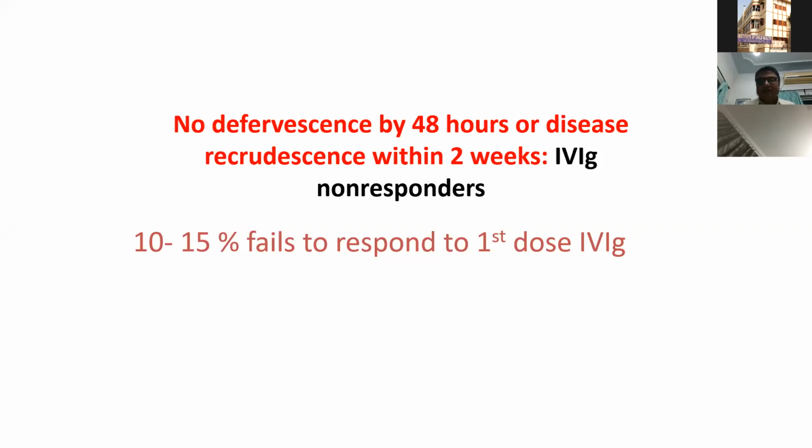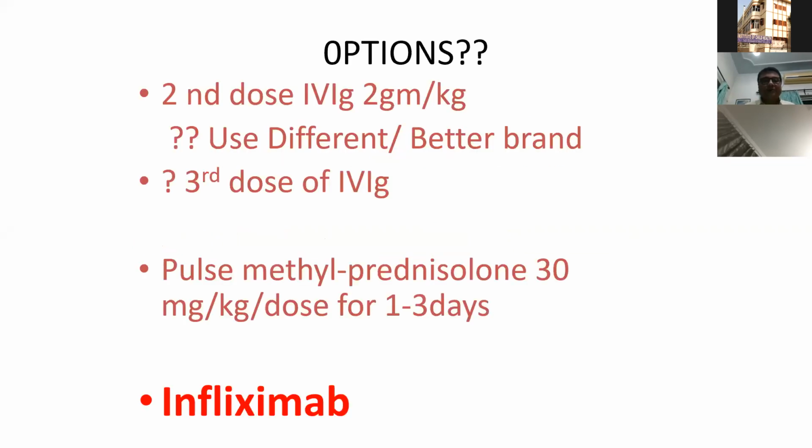In fact, the parents should be counseled possibly that there's a chance that the child will not respond, though 90% will respond. So the options, if you look at the recent AHA guidelines, you can go for a second dose of IVIG, but again, there's a 30% incidence of resistance to the second dose of IVIG.